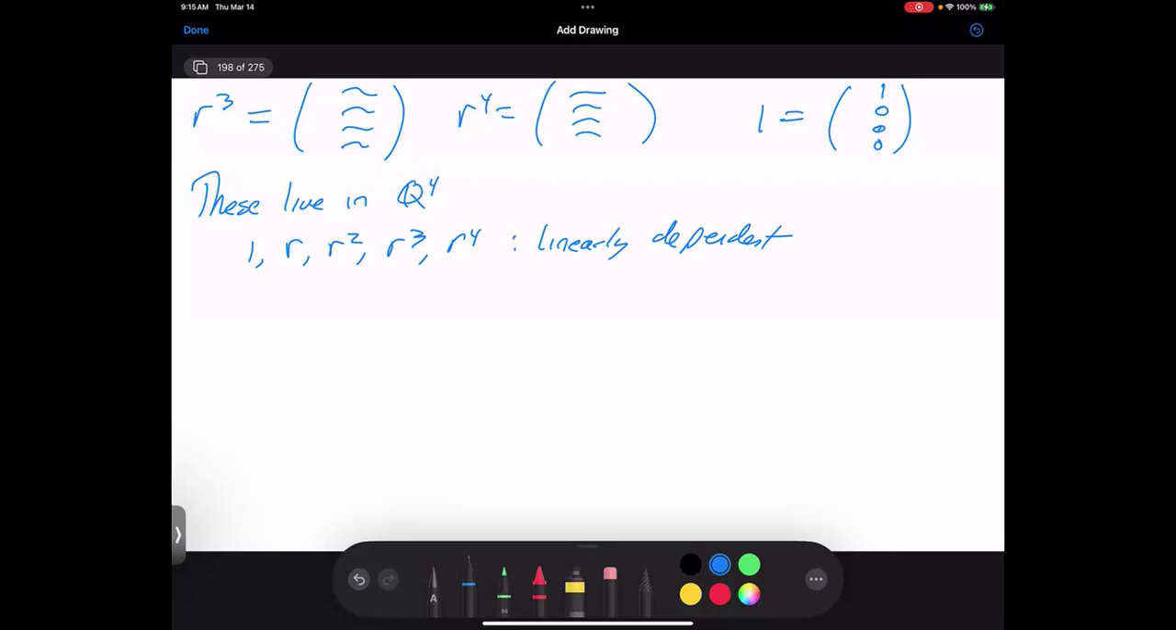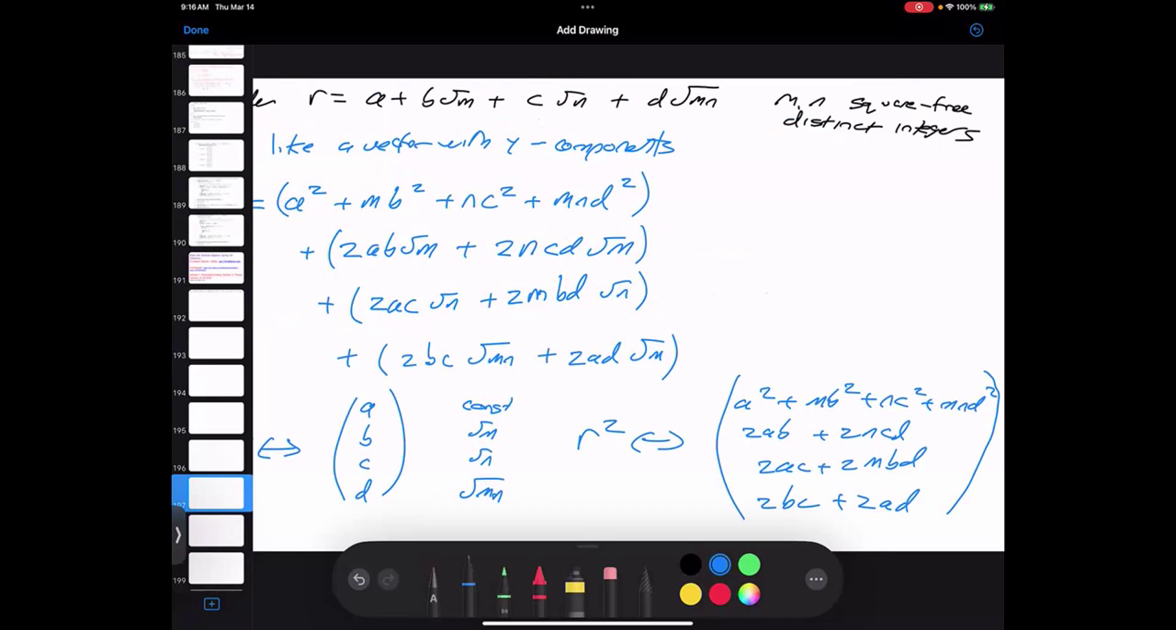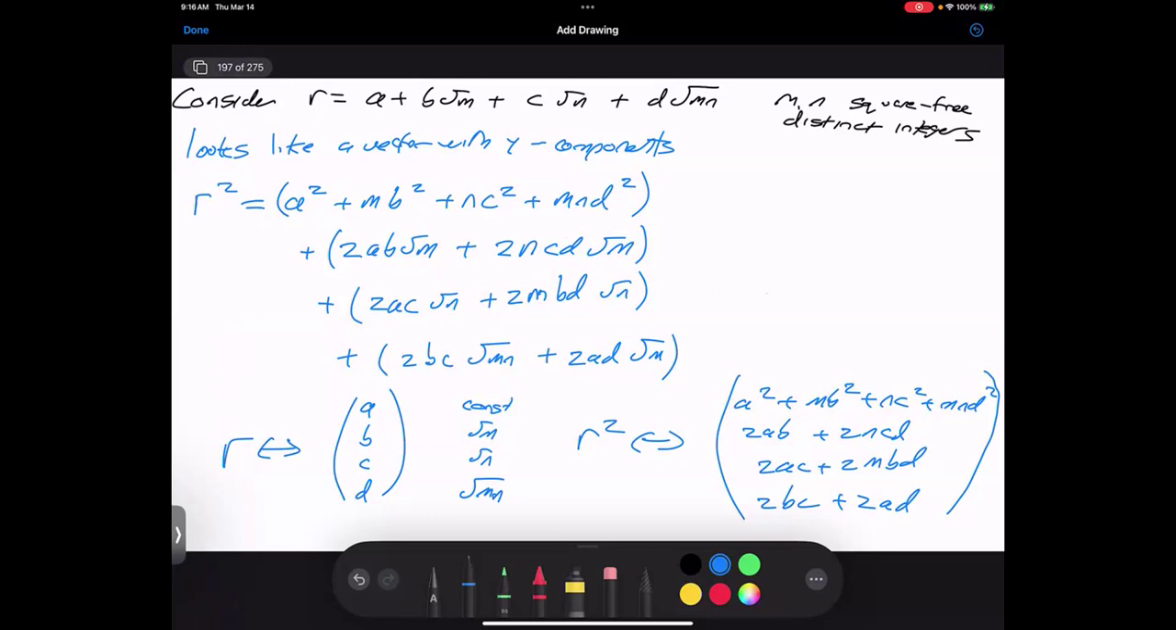So there must be some combination. So maybe alpha 0 times 1 plus alpha 1 r plus alpha 2 r squared plus alpha 3 r cubed plus alpha 4 r to the fourth equals 0. Is it hard to find out what those alphas are? So again, you have to imagine that I have told you what A, B, C, D, M, and N are. And if I tell you what these are, then we can calculate what is the vector r, what's the vector r squared, what's the vector r cubed. It's just I'm trying to write things in a concise notation.